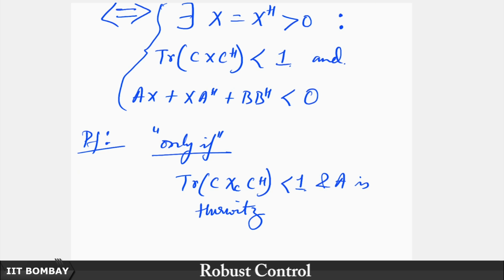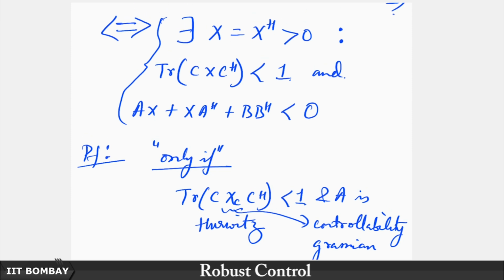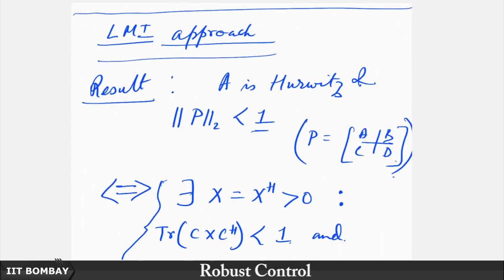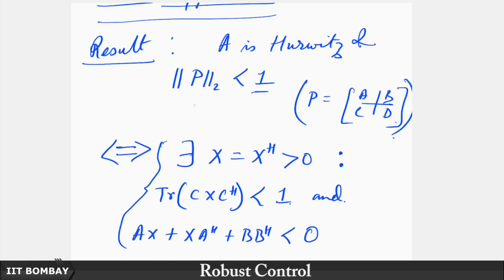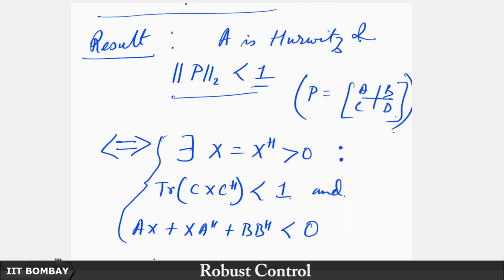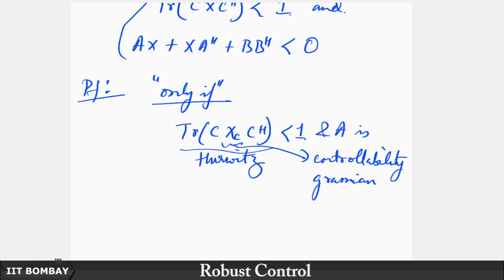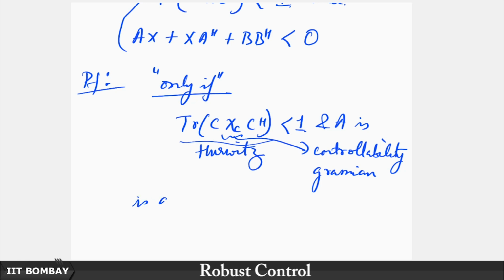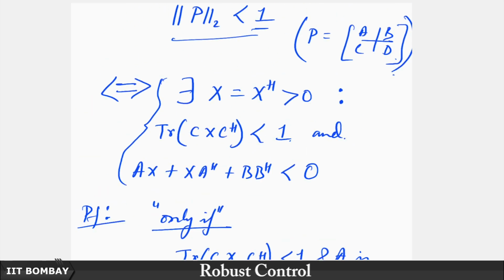This is of course true where Xc is basically nothing but the controllability Gramian. So, you know that trace of C Xc C Hermitian is nothing but the second norm of P2. So, the moment I am saying the second norm of P2 is less than 1, I am essentially saying that this trace is less than 1, and A is Hurwitz is just the restatement of the same fact. So, this is given to us.